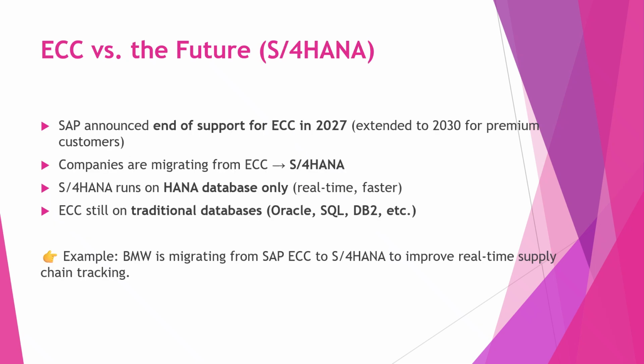ECC versus the future: S/4HANA. But there is an important upgrade. SAP announced that support for ECC will end in 2027, extended to 2030 for premium customers. That's why more companies are now migrating to S/4HANA, which is faster, modern and runs only on the HANA database. For example, BMW is migrating from SAP ECC to S/4HANA to improve real-time supply chain tracking.